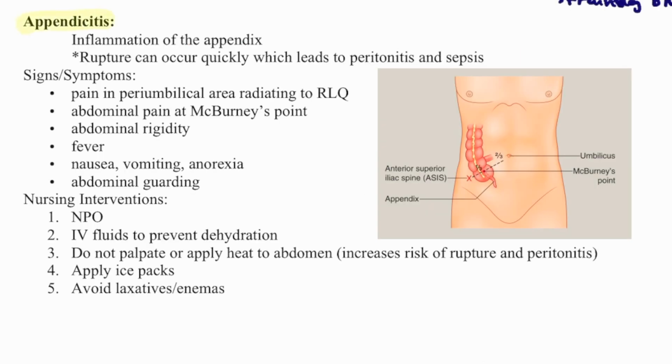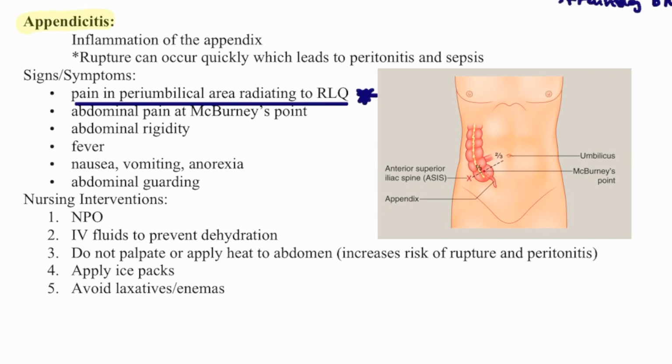Then we have appendicitis. This is an inflammation of the appendix, and rupture can occur quickly, which leads to peritonitis and sepsis. So our signs and symptoms, pain in the periumbilical area radiating to the right lower quadrant, pain near the belly button that radiates to the right lower quadrant. This is key. If you see that on an exam, that's appendicitis.